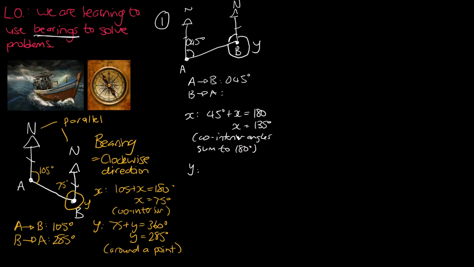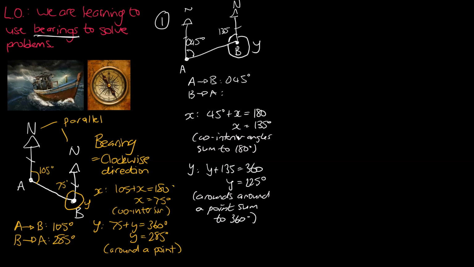Now that we have that, we can get rid of the X in our diagram and put 135 in. Now we can go ahead and figure out Y. We know Y and 135 degrees have to equal 360 because they're around point B. So we can use our algebra to figure that out. That's going to be equal to 225 degrees. And the reason behind that, and I'm going to write it out fully this time: angles around a point sum to 360 degrees.